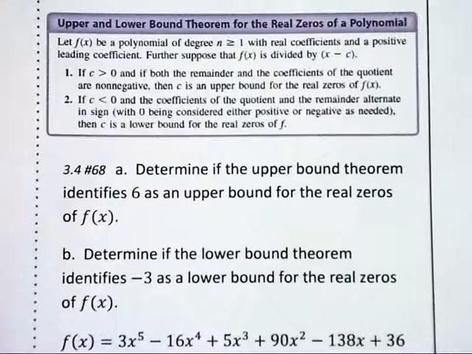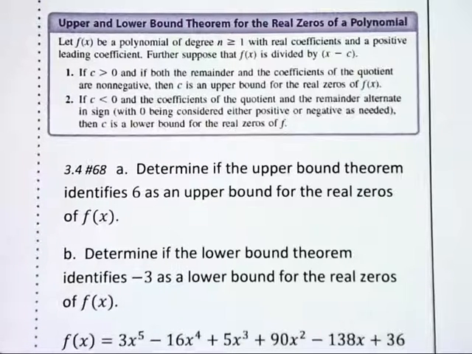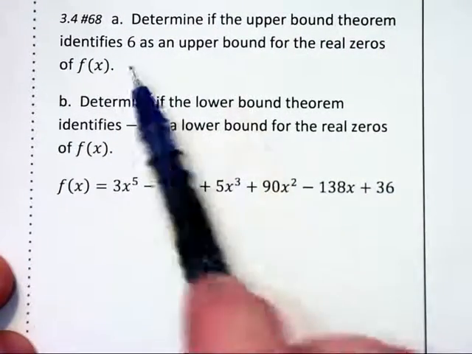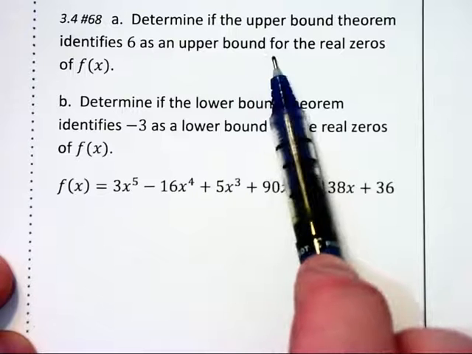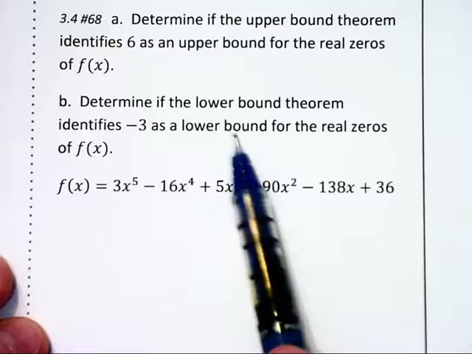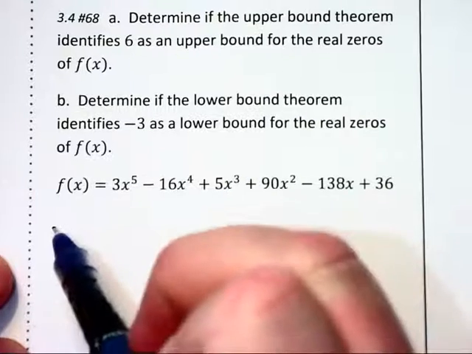This next theorem, the upper and lower bound theorem, basically helps you to limit what numbers you need to check when you're doing synthetic division. Let's just go straight to the problem. Part A asks us to determine if 6 is an upper bound for the function, and Part B wants us to check whether -3 is a lower bound for the function.